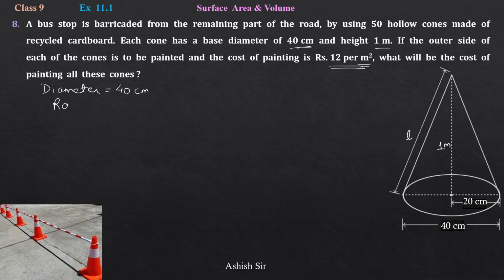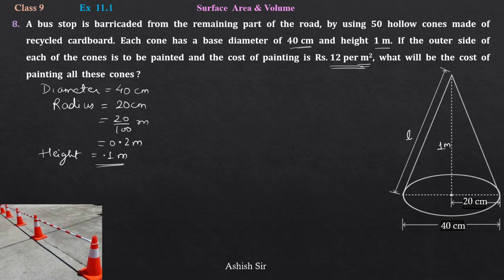Now the diameter is 40 centimeters. First of all, we find out the radius. Radius will be 20 centimeters. You divide it by 100, so you get it in meters, that is 0.2 meters. Height is already given in meters, that is 1 meter.